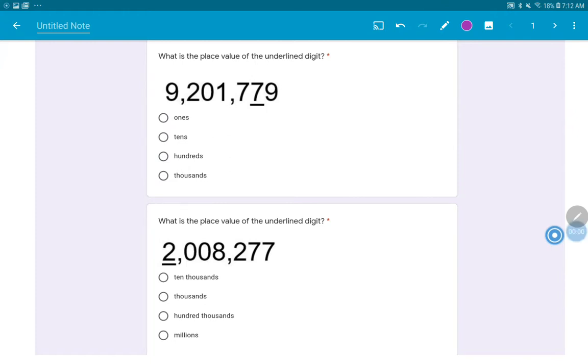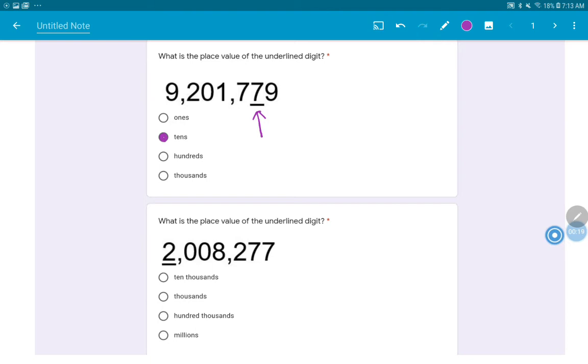Let's check Wednesday's daily math. The first question asks you to name the place value of the underlined digit. So we have a 7 underlined, and that 7 is in the tens place value.